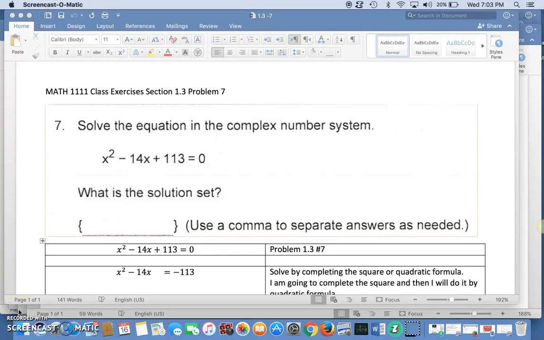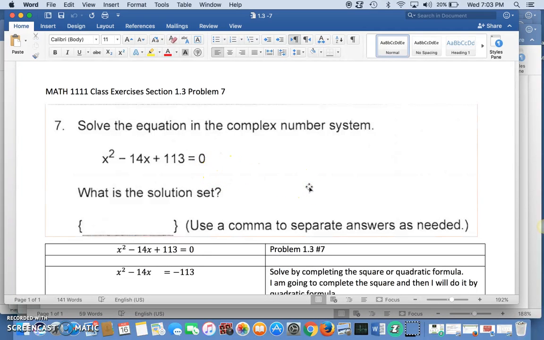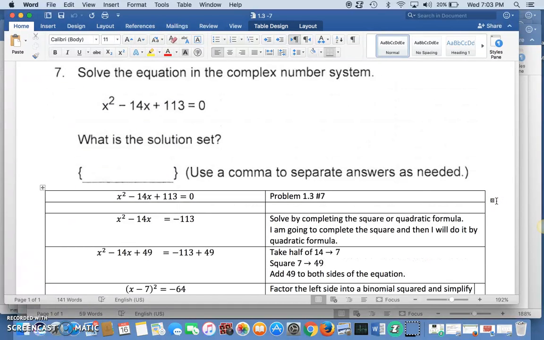Okay, problem 7 of section 1.3. Solve the equation in the complex number system: x squared minus 14x plus 113 equals 0. This is one of those you could try to factor it, but it's not going to work. So you're going to have to go to some other source of solving it.